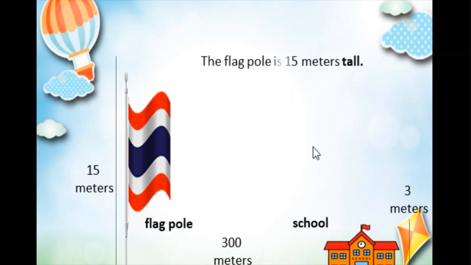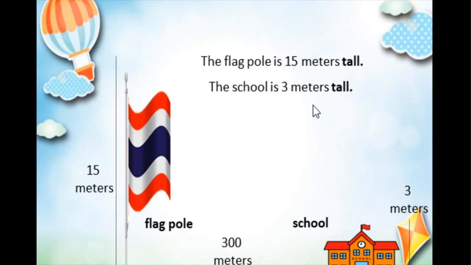Based on these figures, we can have statements. First, the flagpole is 15 meters tall. Again, the flagpole is 15 meters tall. Second, the school over here, the height is 3 meters tall. The school is 3 meters tall.